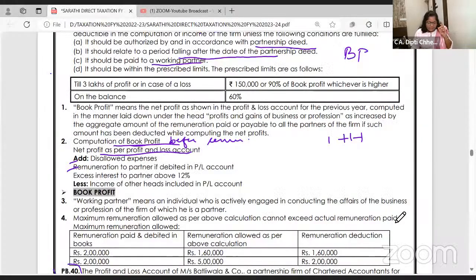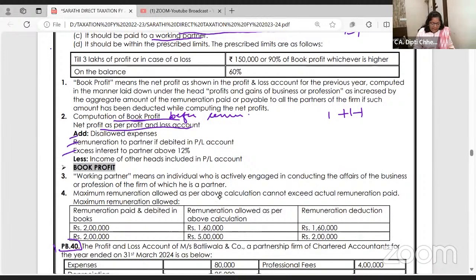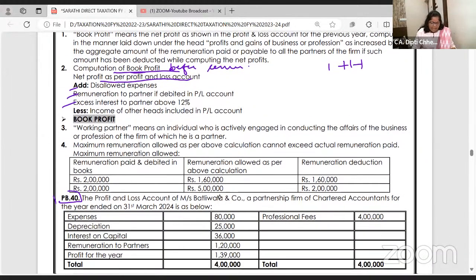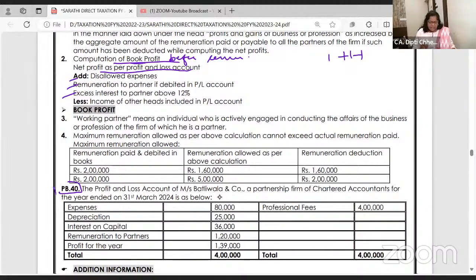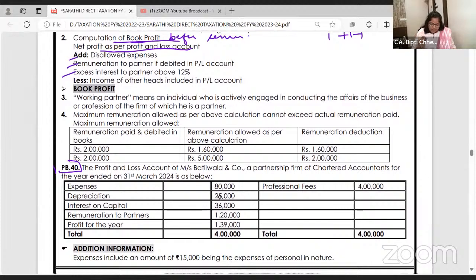Let us see that now very quickly. Net profit as per P&L account, add disallowed expenses, add remuneration, add excess interest above 12%, less any other heads of income, like dividend received by mistake credited in the P&L account, remove it. Rental income credited, remove it, because it's already taxable under the other head. So when you do this add and less, what you get is called the book profit.